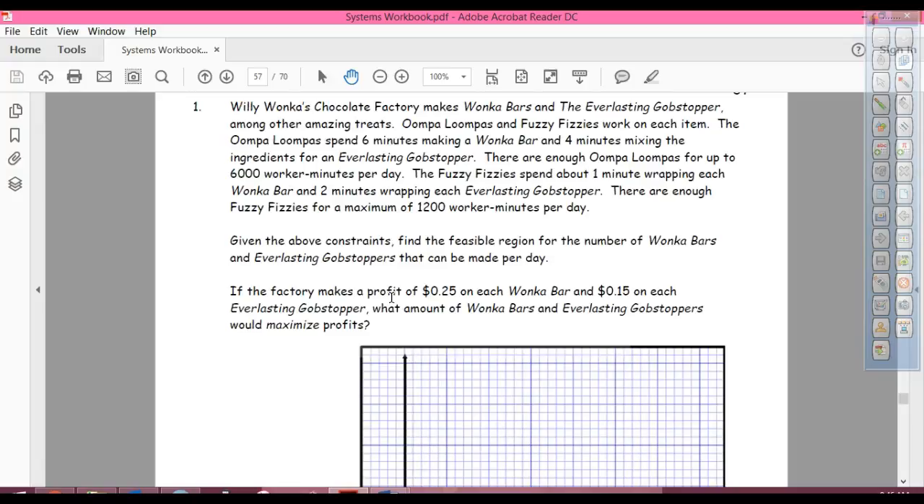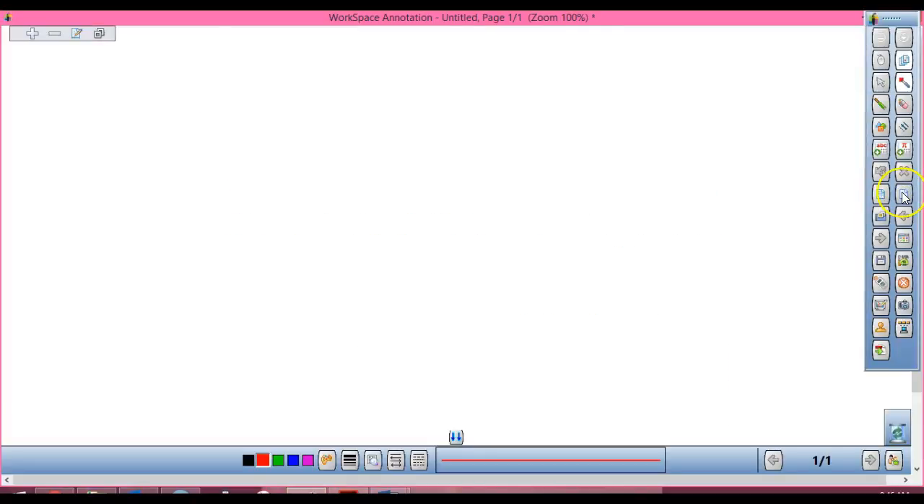Before we can even start this, we need to review how to graph by intercepts. You guys actually liked this when we did it. We just haven't done it in a while.